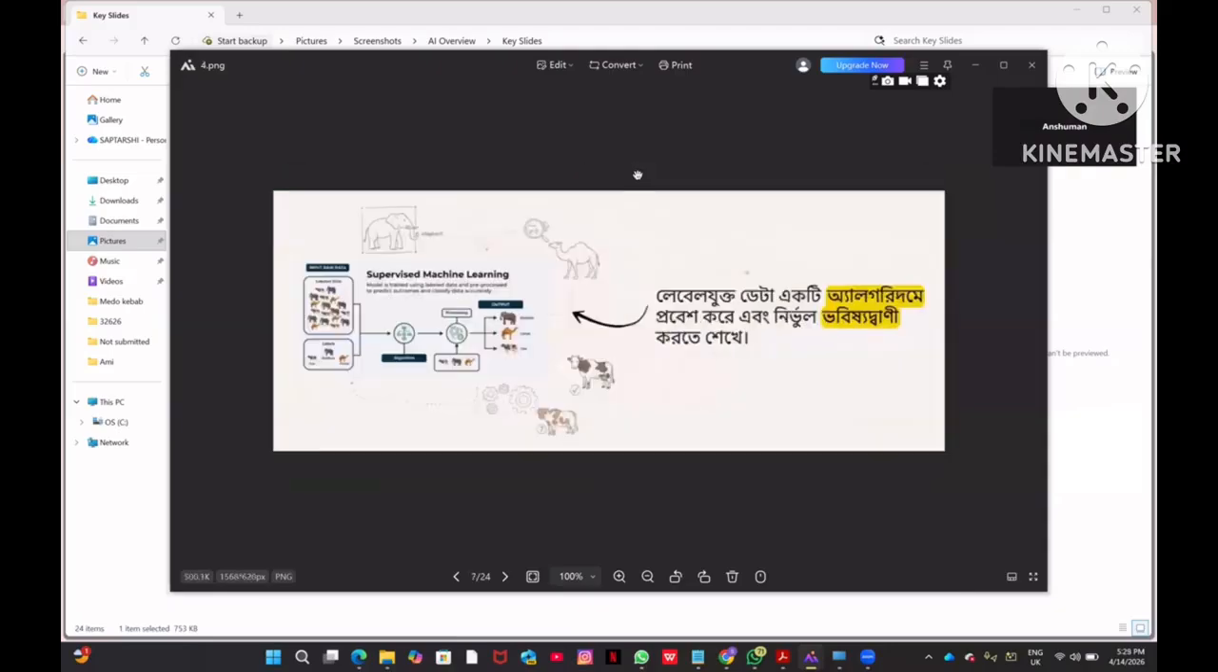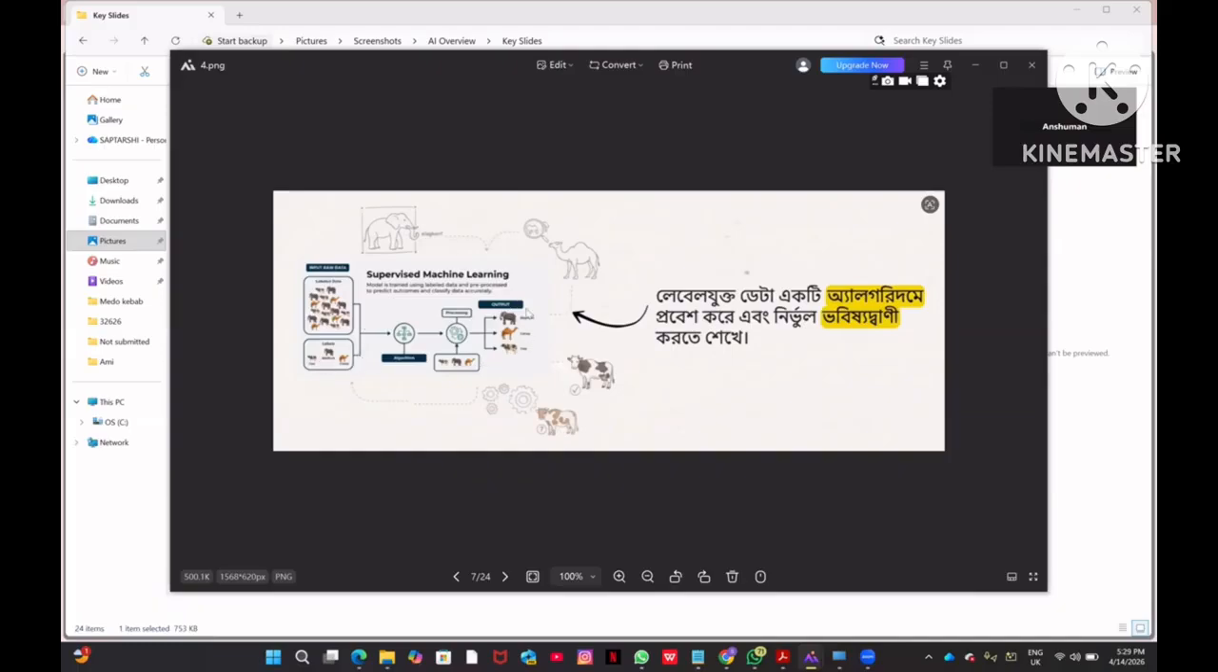Now these are the things which we have done. The very, very important picture is this one. Basically, what we have said is that for any kind of model you build, training the model is important. How are we training the model? Here we have labeled data, and using that algorithm we are differentiating which is the cow, which is the elephant, and which is the camel, and based on that we are getting the output.